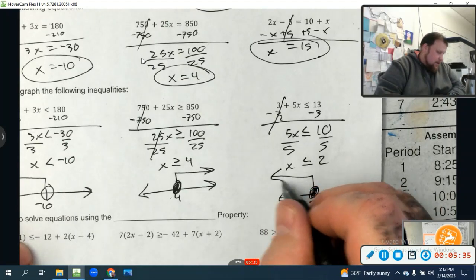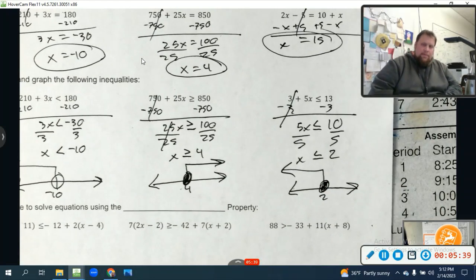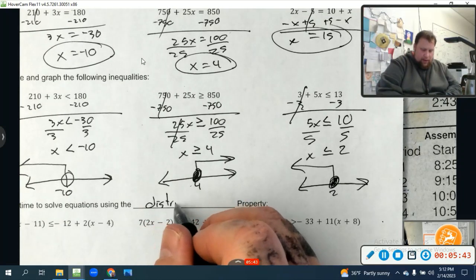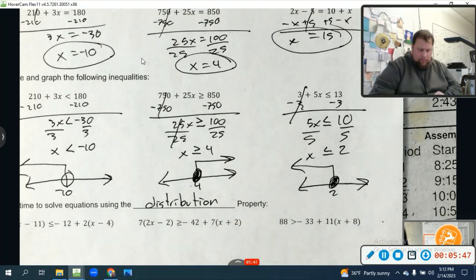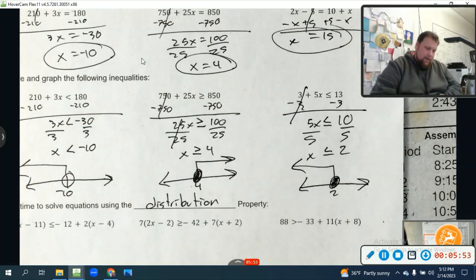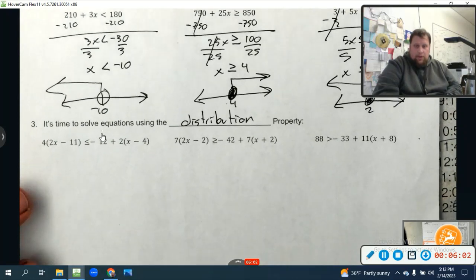Okay? Now it's time to solve inequalities using the distributive property. So we solved and graphed the inequalities, right? They had more than one step in them. Look at that. Not too bad. I'm going to take a moment here. I'm going to do the first one, and then I want you guys to try the next two, pause it, and all that good stuff.